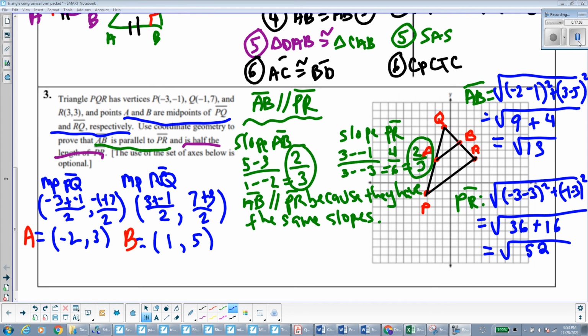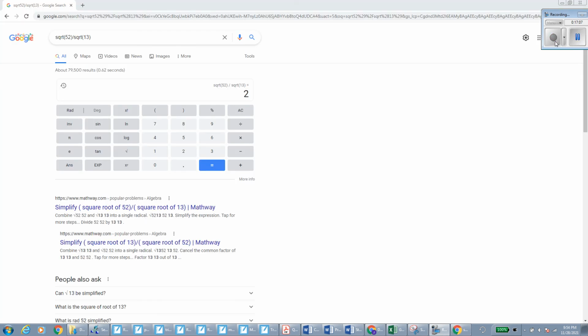Actually, I can show you on my calculator. Give me 1 second and I'll pull up my calculator. So I'm over here on my calculator, and all I did was type in the square root of 52, radical 52 divided by radical 13, because I want to see if radical 52 is double radical 13. I want to see if one is half of the other.